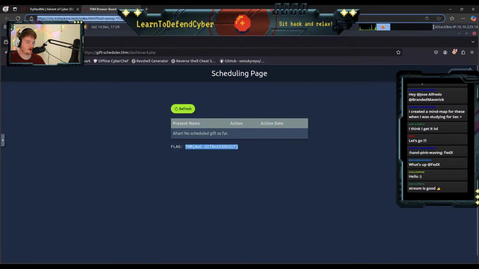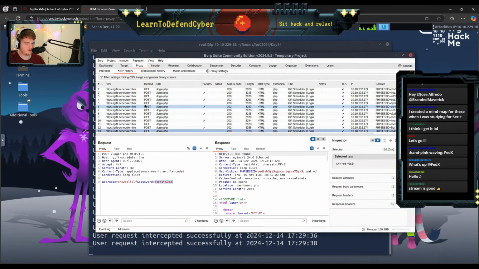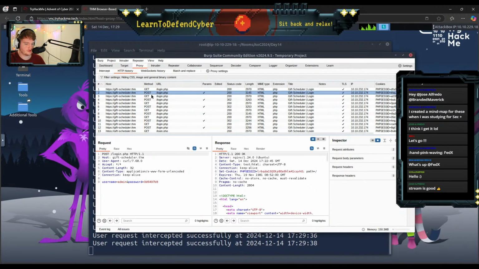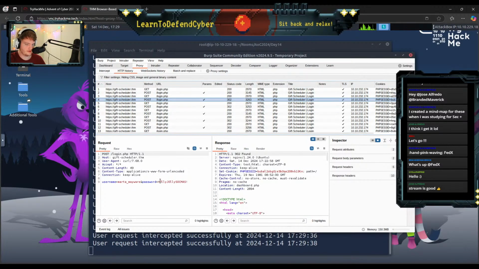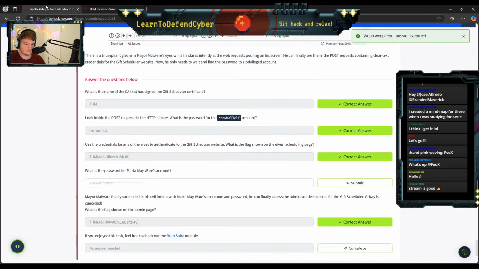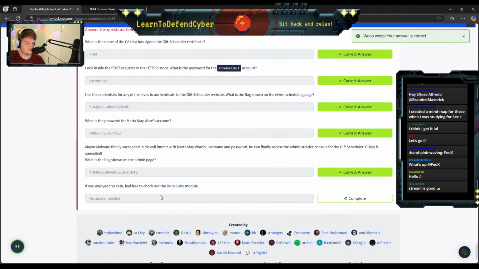And we'll go grab Marta's password again. We can go find that in our HTTP requests from earlier. Boom. It was this one. And this is her password. And with that, we will have finished the room. Alright. If we enjoyed that task, find the Burp Suite module. Yep. So basically, let's round out and review what we learned today.